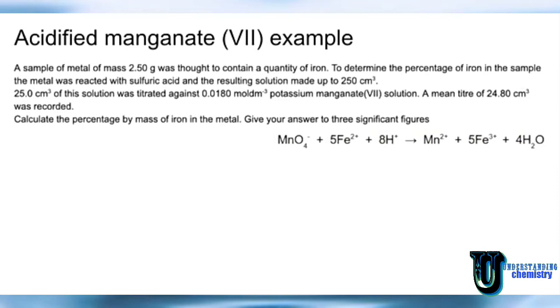So we'll look at a couple of examples now. The first one I've chosen is an acidified manganate(VII) titration. So if you want to have a read through the information on the screen now and have a go at the question, then play on when you're ready for the answer.